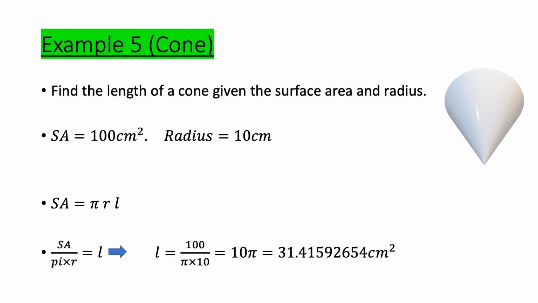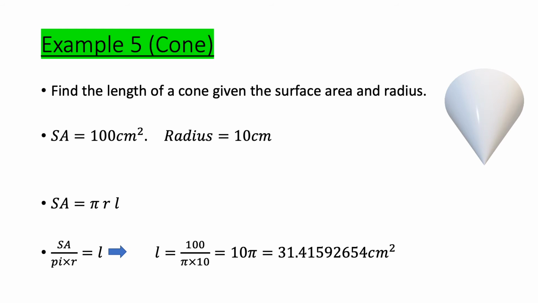So I divide by pi r on both sides. So area divided by pi r is equal to the length. So 100 divided by pi times 10 is equal to the length, which is 10 pi. And the answer should be in centimeters, not inches. Sorry, I've made a lot of mistakes today. Apologies about that. So the length should be 31.42 centimeters.